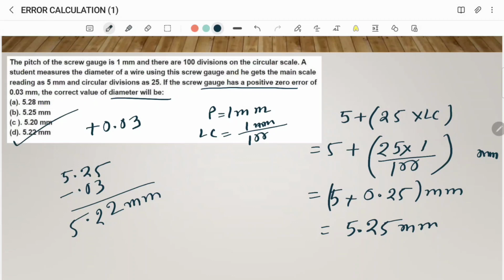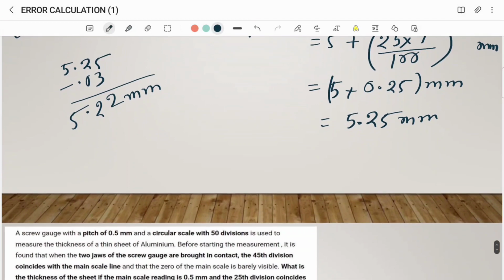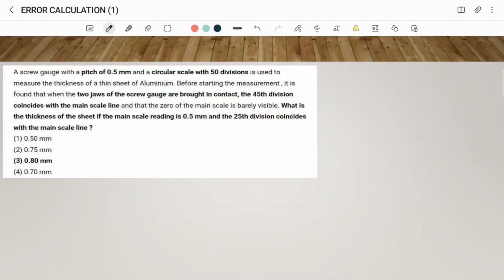And this is one type of question that is asked in the IIT JEE and NEET examination. This is a very interesting problem. Look at this problem. Pitch is given, so they have already given you the pitch. They have also given you the least count, because our circular scale has 50 divisions. Sorry, the pitch is 0.5 millimeter.